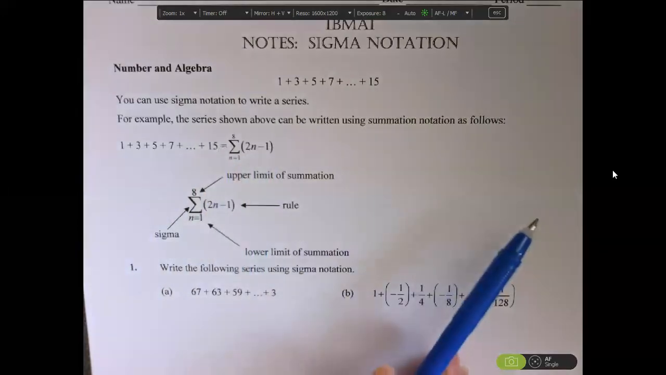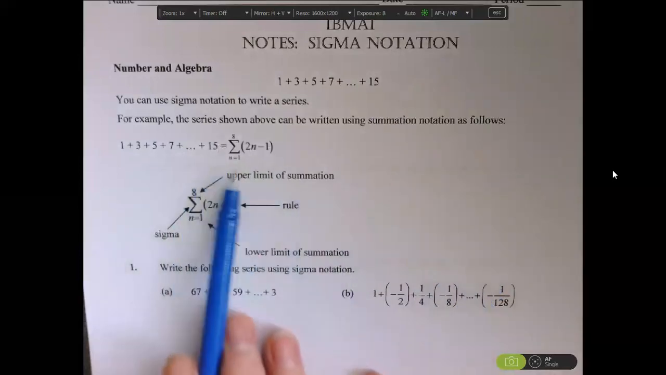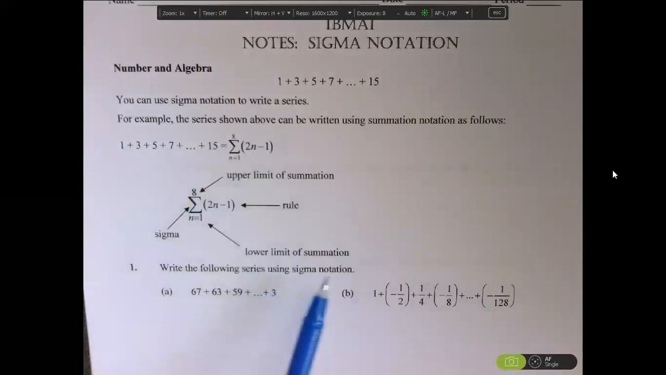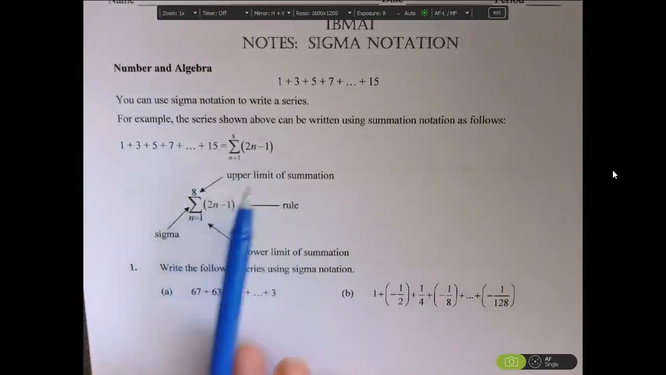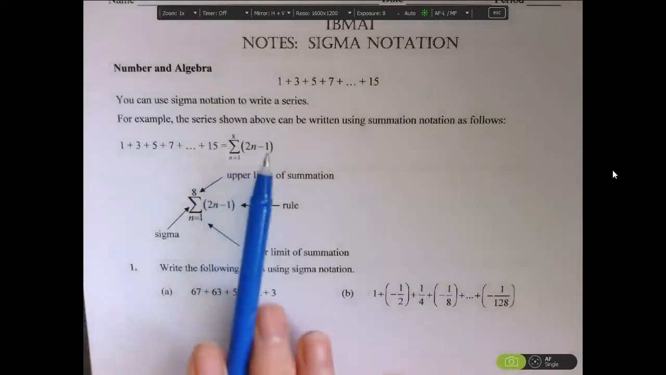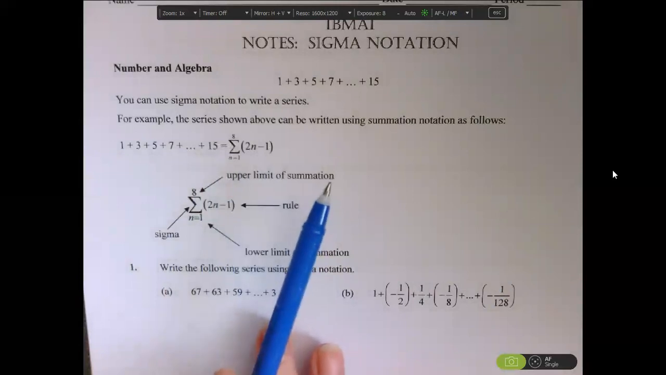Let's talk about a little vocab here. The n equals 1, where it starts, is called the lower limit of summation. So it tells you where to start. What do I put in to obtain my first term of the series? Then the upper limit of summation tells you when to stop. When I put in my upper limit, that's the last term of that particular series.